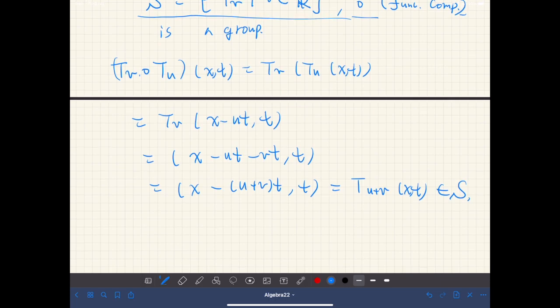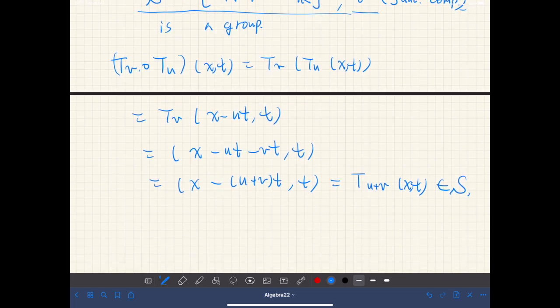Then you can check associativity, which should be trivial because function composition is associative, and the existence of identity. What is the identity in this case? You should think about that. And what about the inverse of each element? Then if you check all of these, you can show that this is indeed a group.